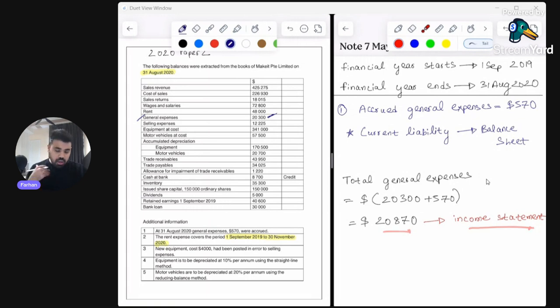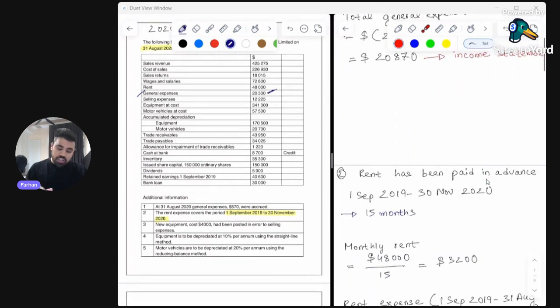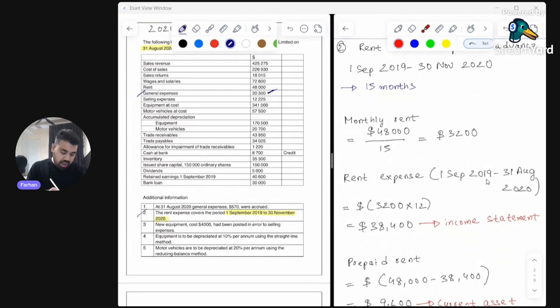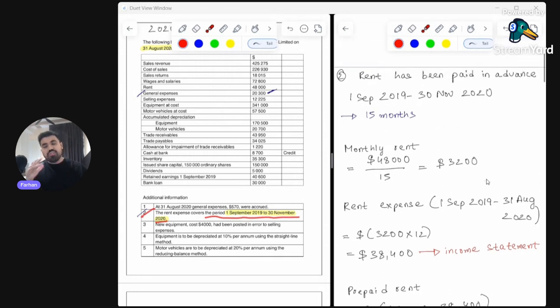Okay. Now, let's move to the second additional information which we have got. The rent expense covers the period 1 September 2019 to 30 November 2020. We have already established that the business we are working with has a most recent financial year which ended on 31st of August 2020. This means the financial year would have started on 1 September 2019, and from 1 September 2019 until the end of 31st of August 2020, these 12 months are to be considered for revenues, income, and expenses when we prepare the income statement.